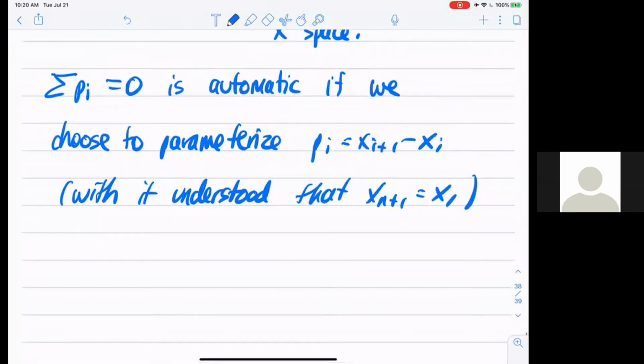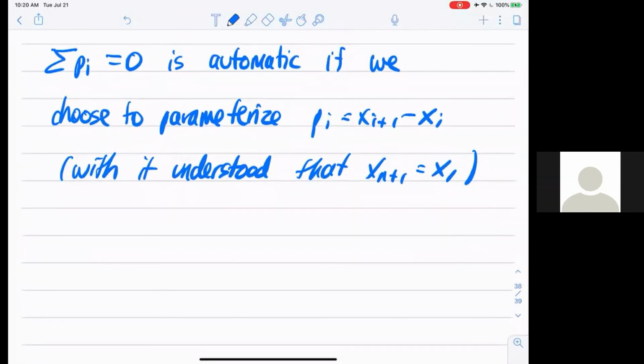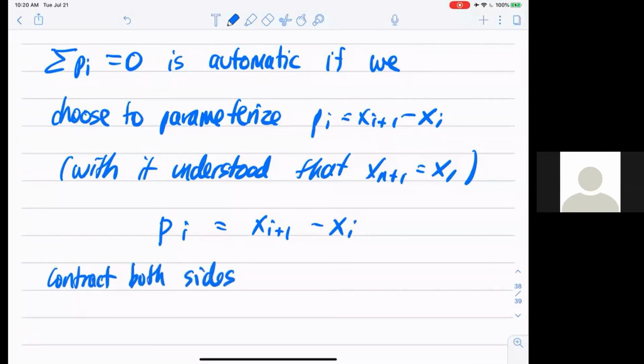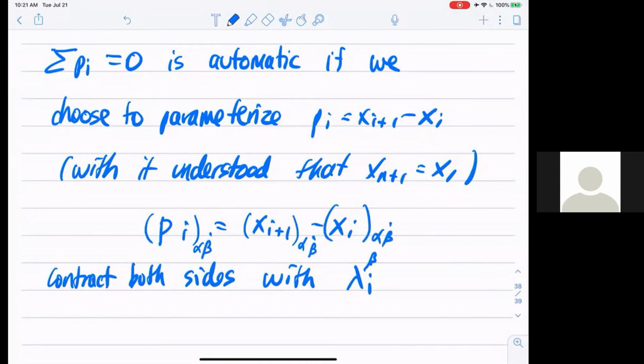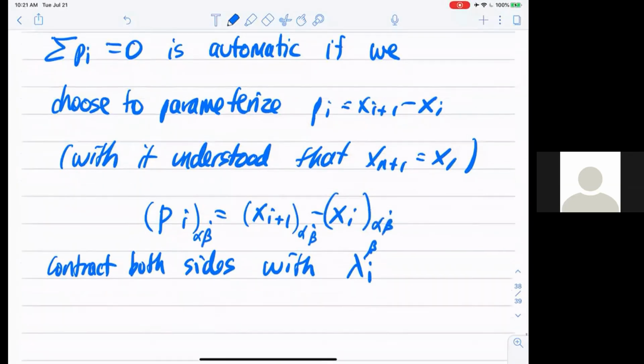So what I want to do now is take this equation, P_i is X_{i+1} minus X_i, and contract both sides with the spinor helicity variable lambda_i beta. Let me put the indices back here. I'm thinking about each of these as a 2x2 matrix, with indices alpha, beta dot. And I want to contract both sides with lambda_i beta.